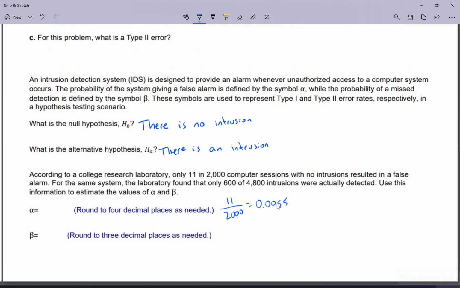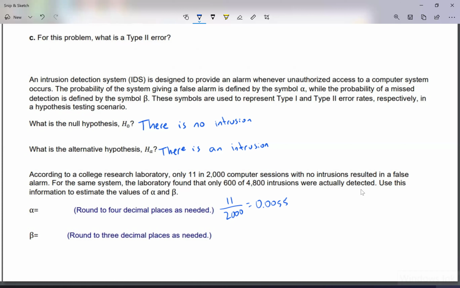So 0.0055. Now, for the same system, the lab found out that 600 of 4,800 intrusions were actually detected. Use this information to estimate the values of alpha and beta. Now, my beta is basically an intrusion, but there was no alarm. So the way I'm going to do this, 600 out of 4,800 were actually detected.